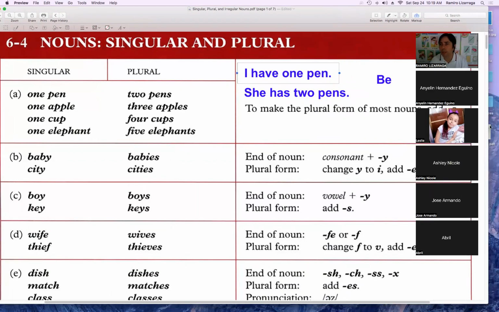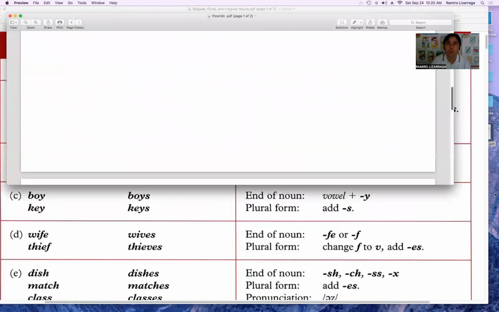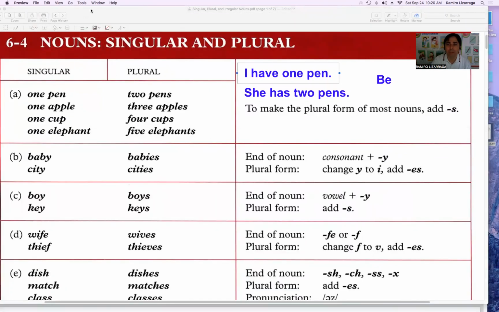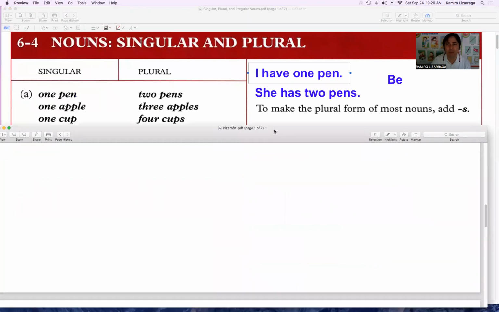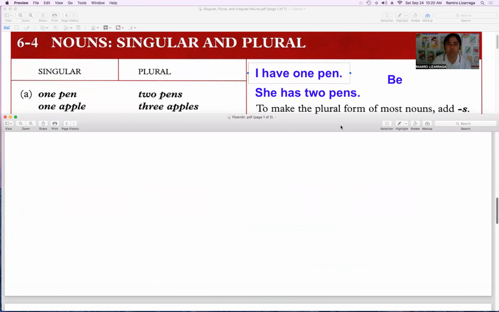Let me open a whiteboard right here. I think it's going to be easier for you to look. So right now, we have to keep in mind that the sentences can be done in singular or in plural.